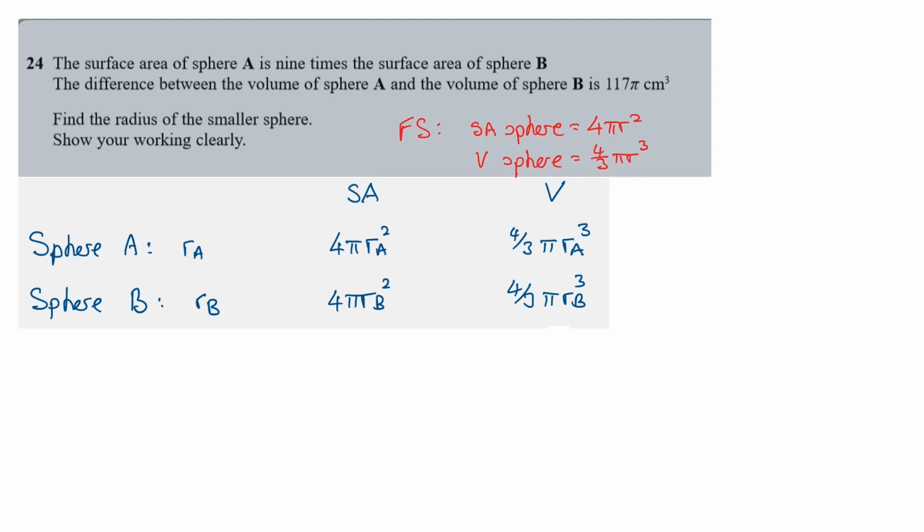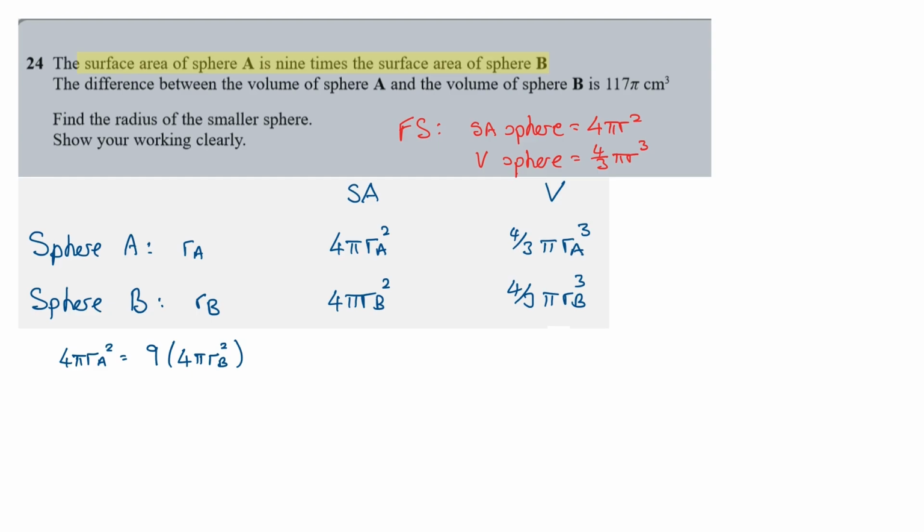So as you can see, I've set up sphere A with radius A, set up sphere B with radius B, and I've basically just rewritten the formula. If nothing else, I'm just explaining what I'm doing, and I might even get a mark for this. Then read the question. So sentence 1 says the surface area of sphere A is 9 times the surface area of sphere B. Well, I've got the surface area of sphere A, I've got the surface area of sphere B, so I know 9 times the bottom one must equal the top one, so that is going to give me my first formula.